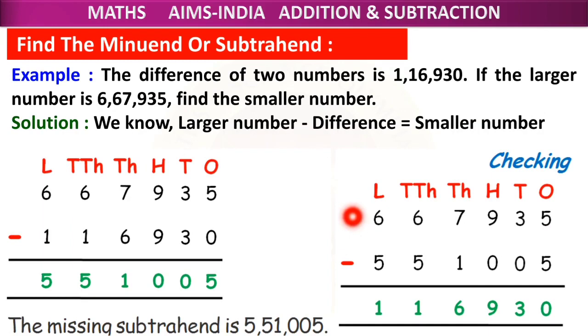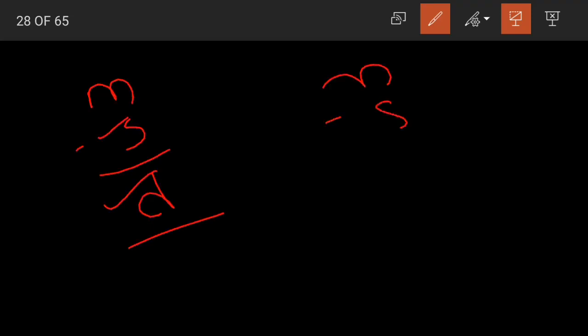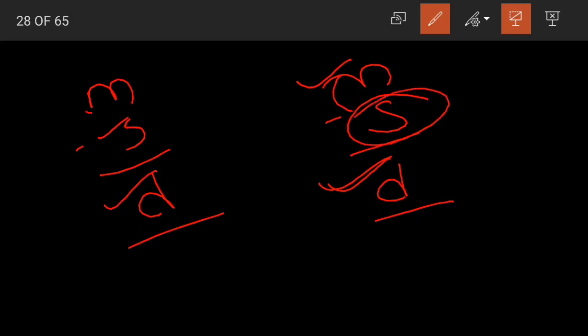Yes? Now, another question. The difference of two numbers is 1,16,930. If the larger number is 6,67,935, find the smaller number. See, in the previous example, what did they give? They gave us the difference and the smaller number. But now in this example, we have the larger number and the difference. Now we need to find out the smaller number.